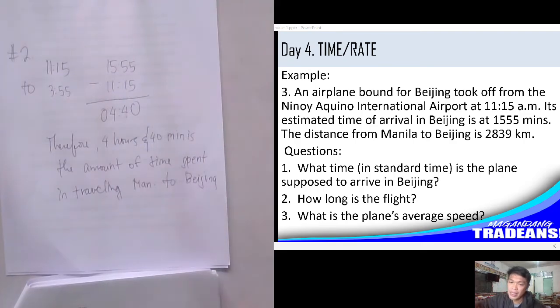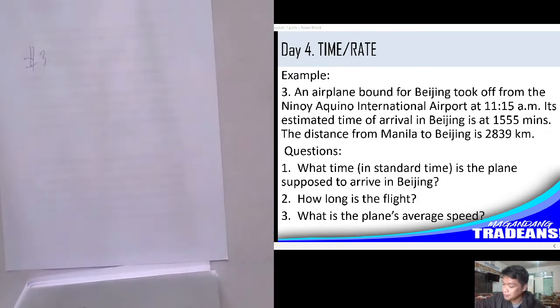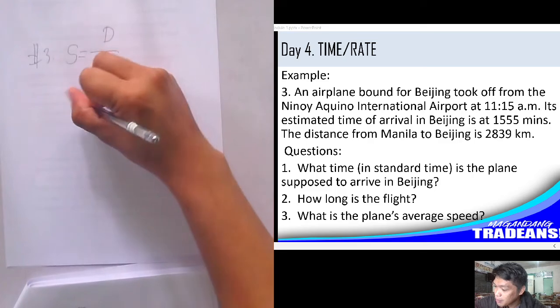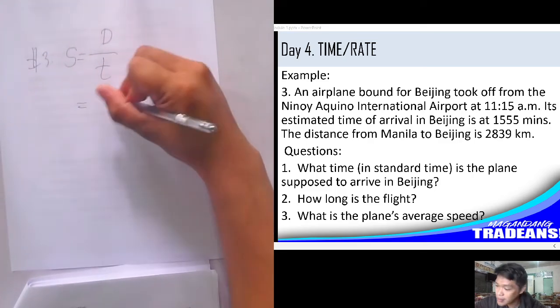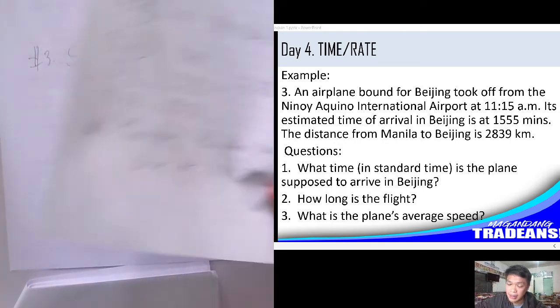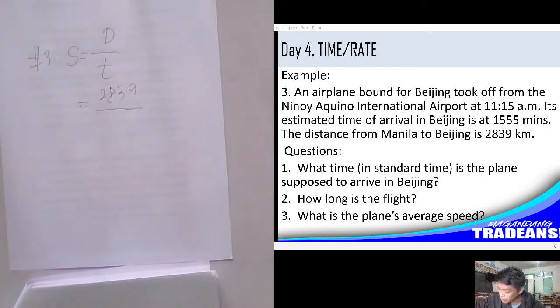Okay, let's continue. So, let's now move to number 3 question. For number 3, what is the plane's average speed? So, speed is equals to, ito po yung formula, distance over time. Ang distance po dyan, based sa ating problem, is 2,839 kilometers over time. Ilan po yung time natin? Balikan natin kanina. Sa number 2, yung time po na ginamit natin is 4 hours and 40 minutes.